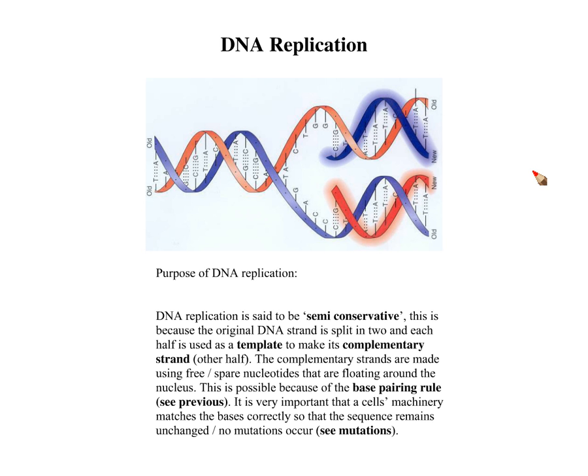The complementary strands are made using free or spare nucleotides that are floating around the nucleus. And again, a lot of students ask, well, where do these nucleotides come from? So again, they can either be synthesized, or I assume that they may also come from our diet. We eat things with DNA in them all the time. So it's very important that a cell's machinery matches the bases correctly as it's making the new strands, so that the new copies will be identical.